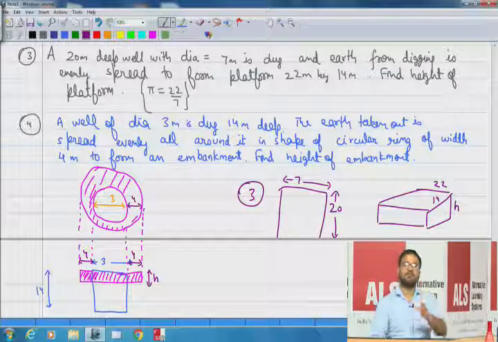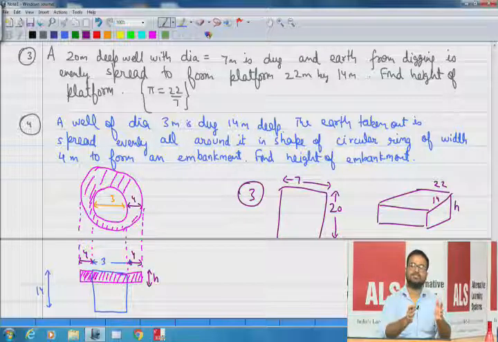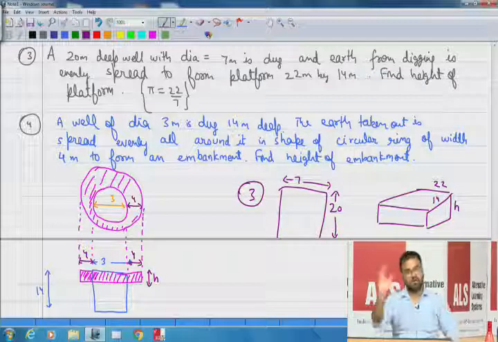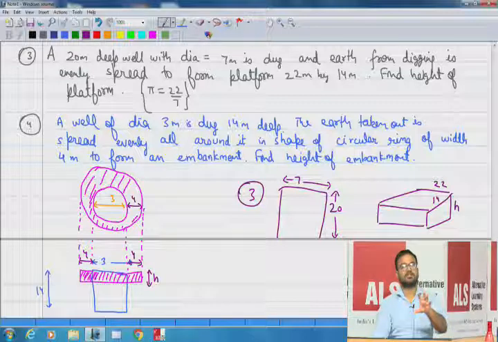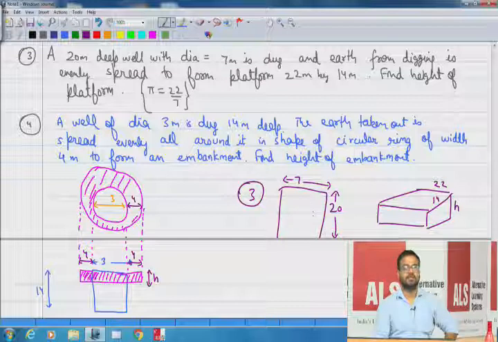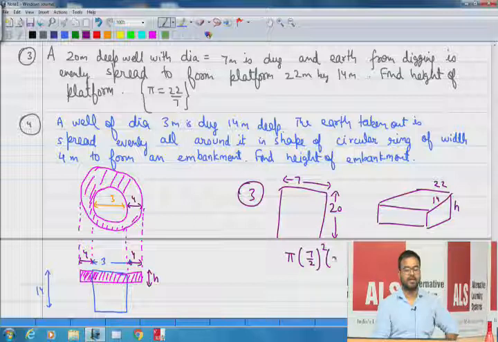So again the same thing: whatever amount of soil has been taken out from the well, that same amount of soil is used in making the platform. It means the volume of that soil is equal to the volume of the platform. Earlier the soil was in the shape of a cylinder, so volume of the cylinder is pi r square h. Pi r square, 7 by 2 whole square, h is 20. And that is equal to the volume of this cuboid platform, which is length into breadth into height.